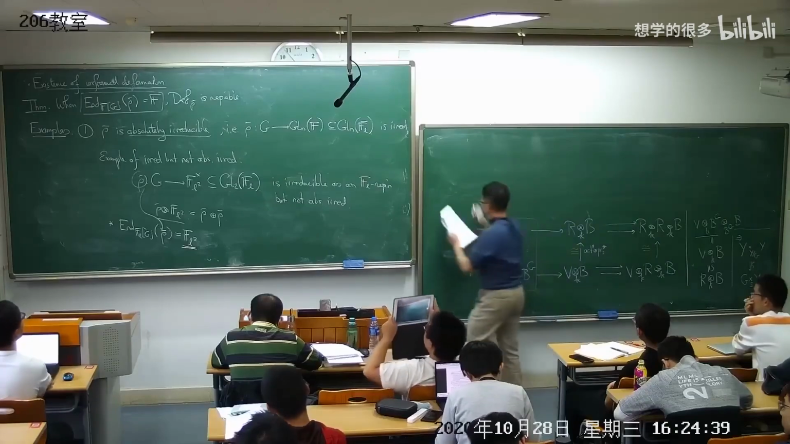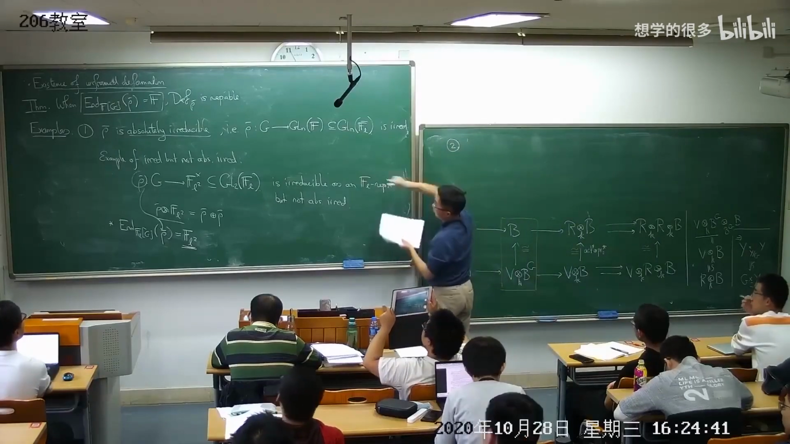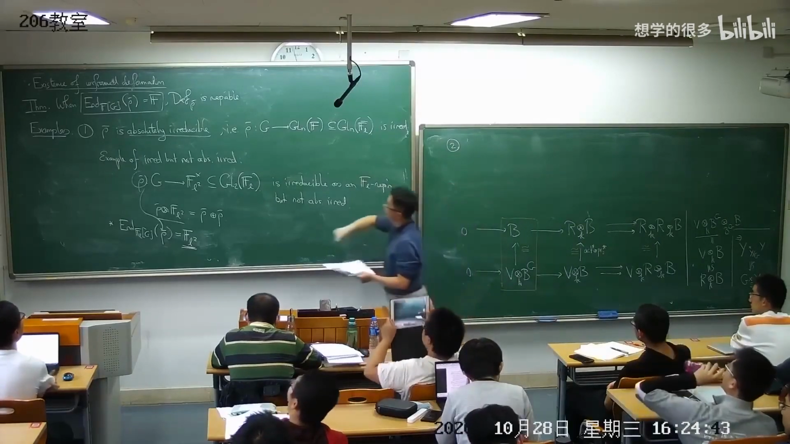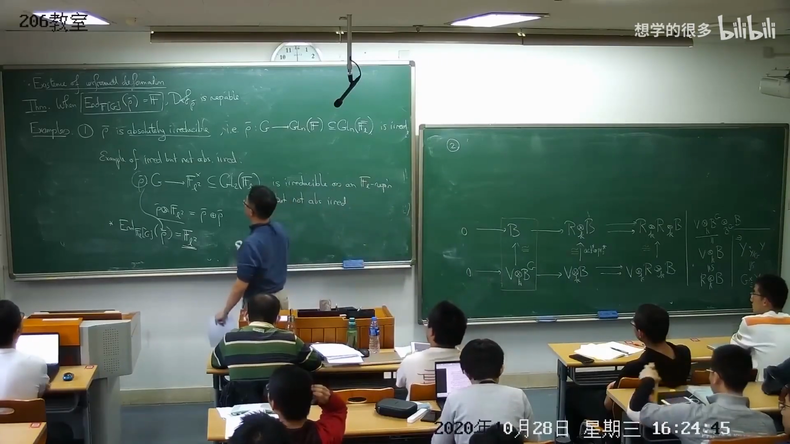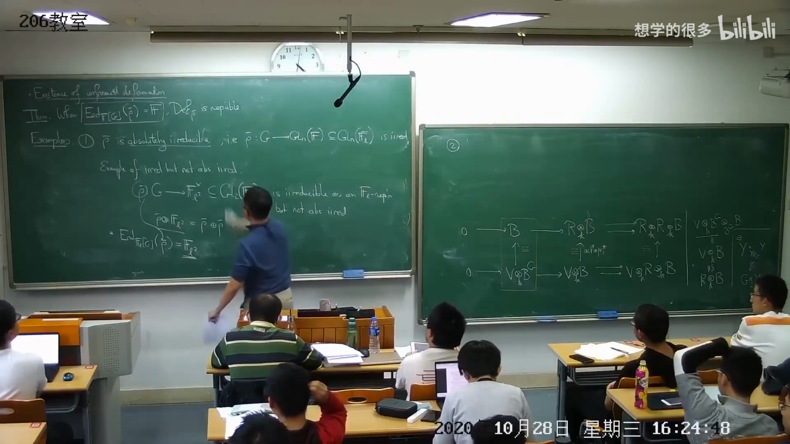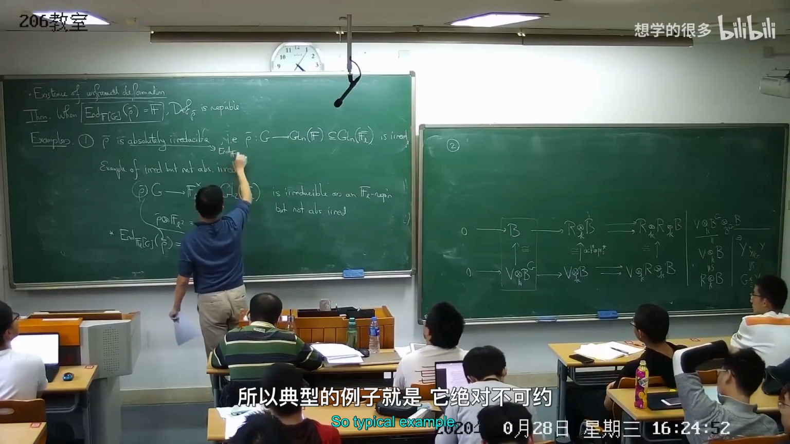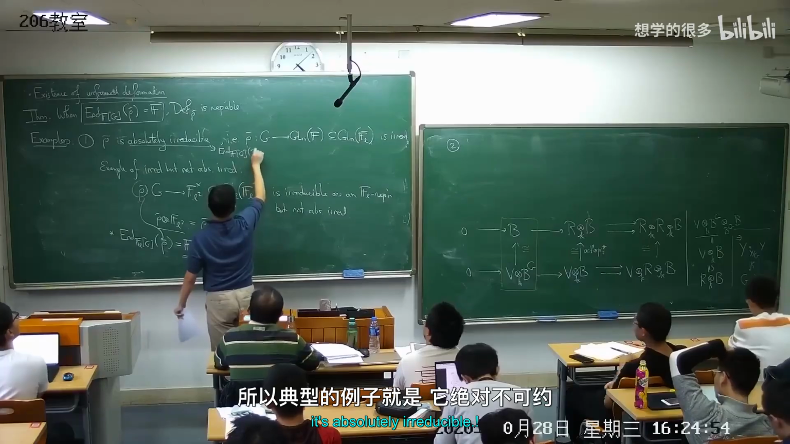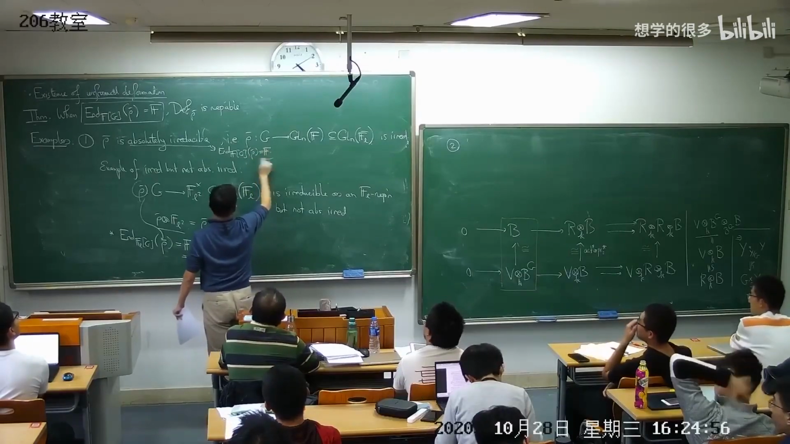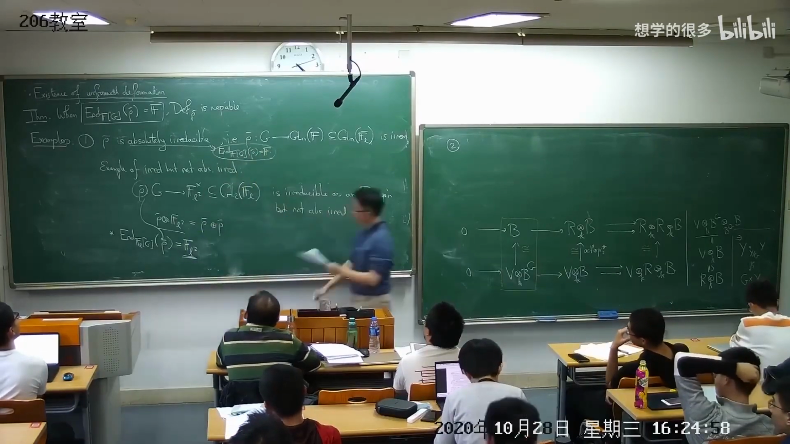Secondly, a typical example is absolutely irreducible. Okay, but I guess I want to say that absolutely irreducible would imply that the endomorphism ring of F, G, rho bar equals F.